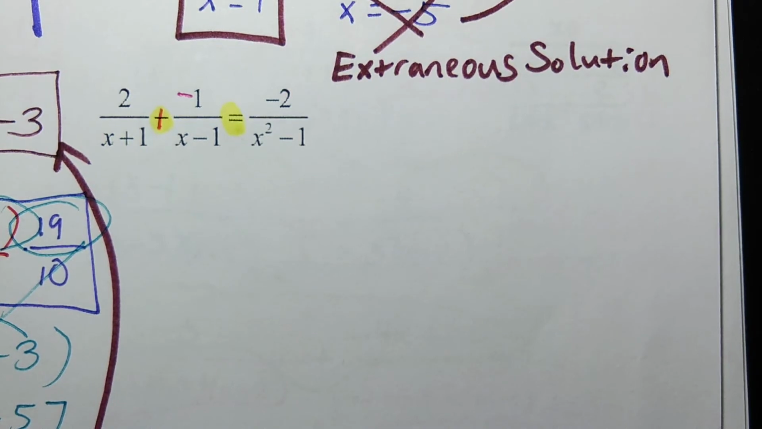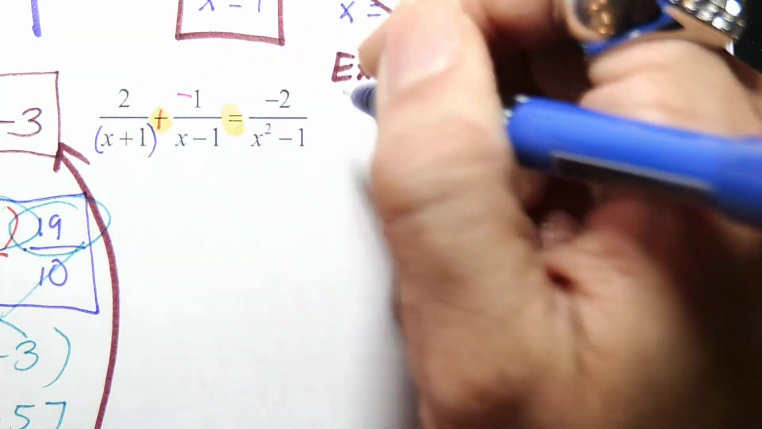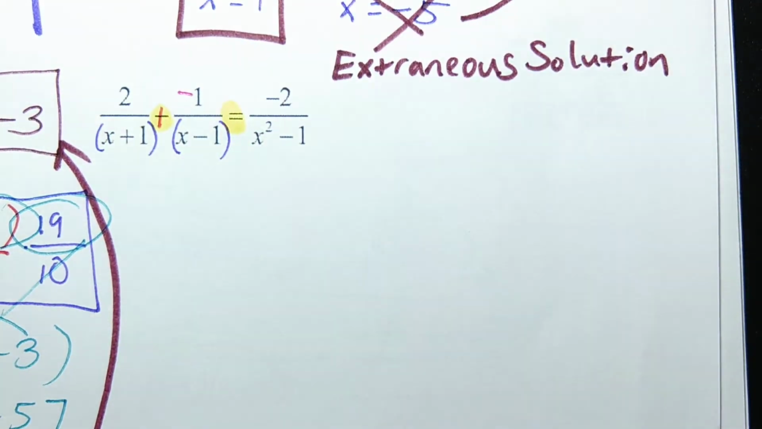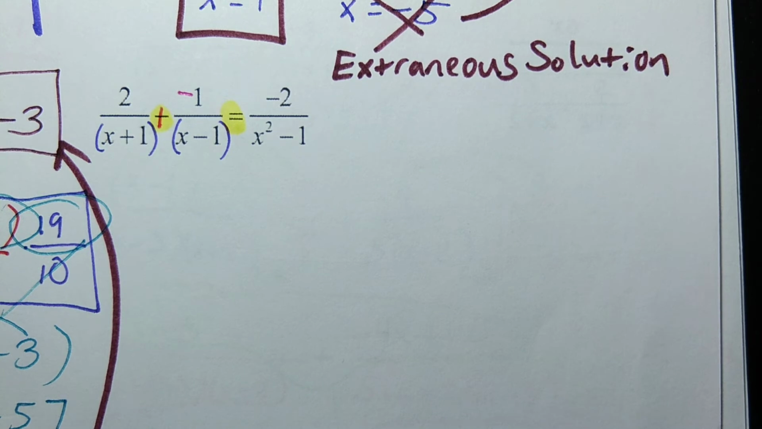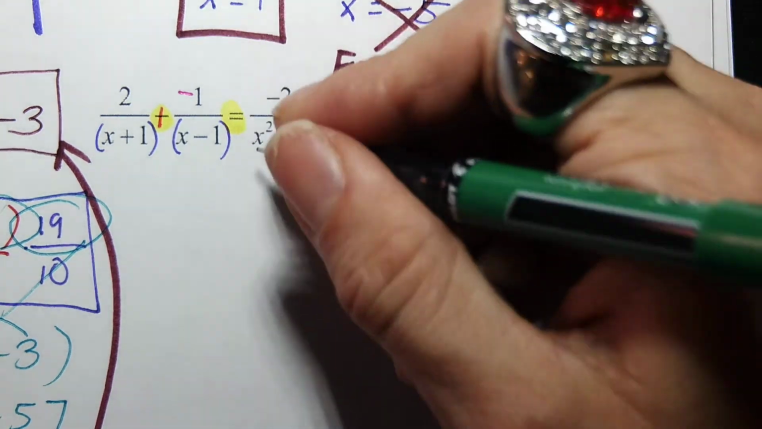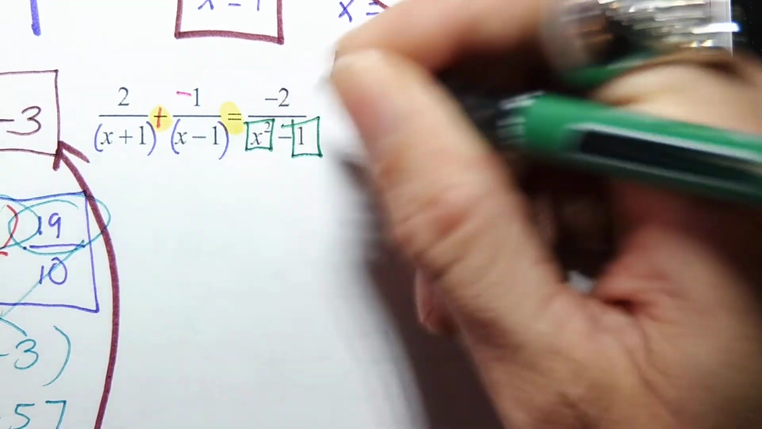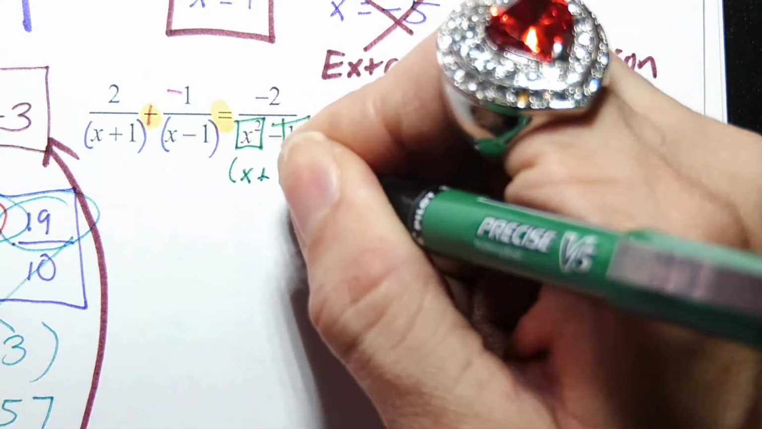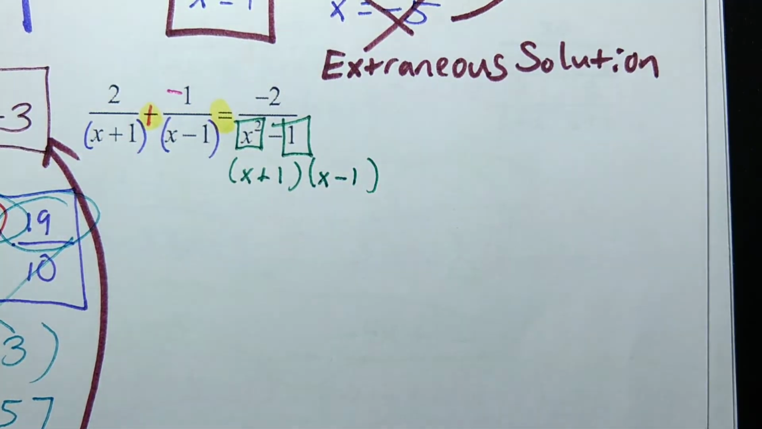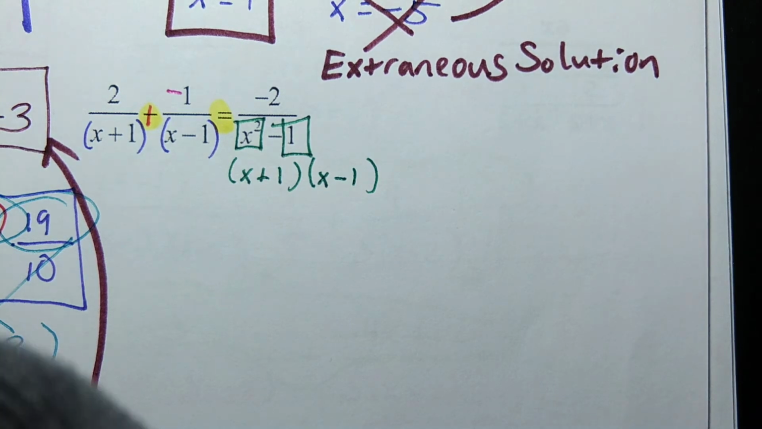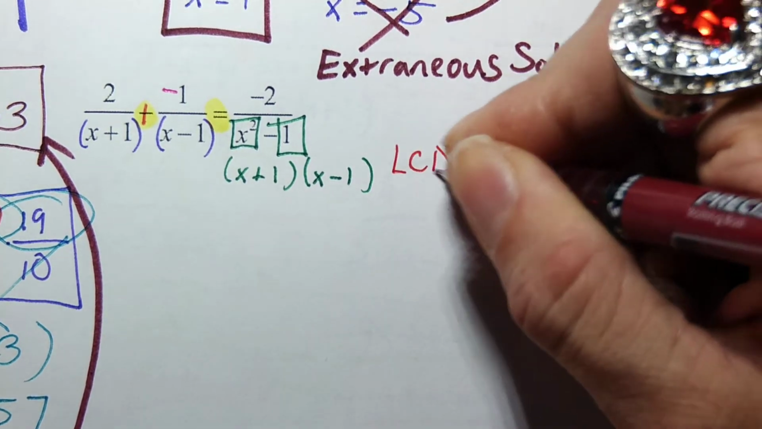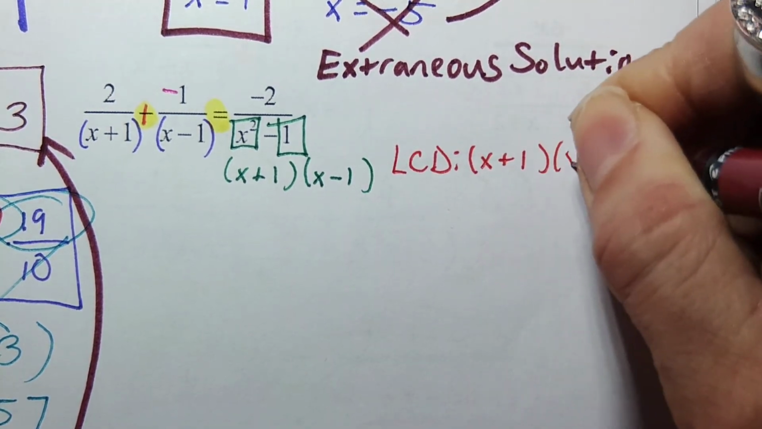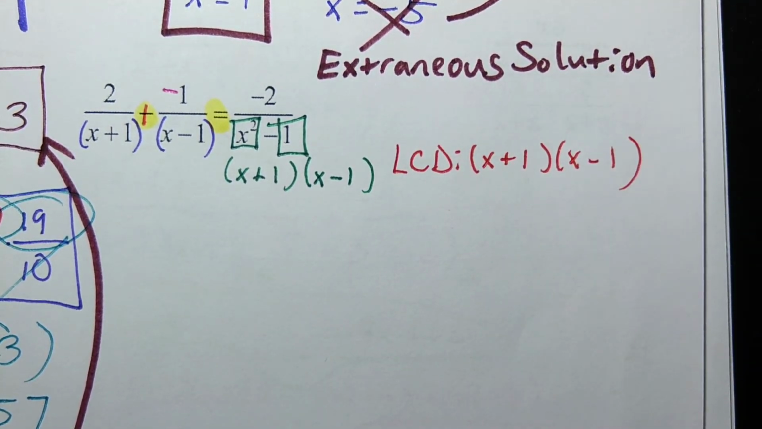So now for the LCD. X plus 1, I cannot factor that any further. X minus 1, I cannot factor that any further. What about x squared minus 1? Difference of squares. So x plus 1 and x minus 1. So what's our LCD? X plus 1, x minus 1. Wonderful. So that's our LCD.